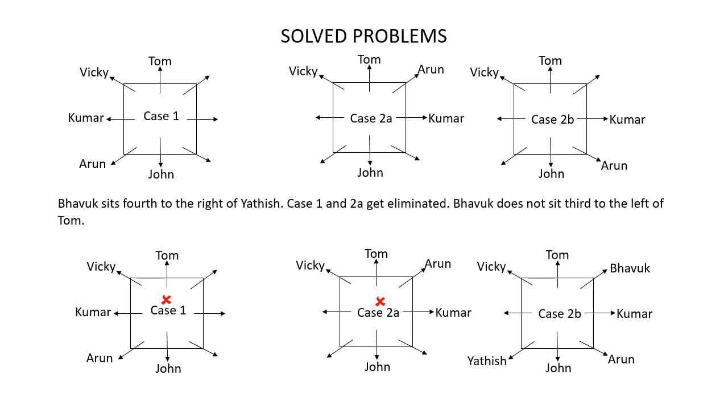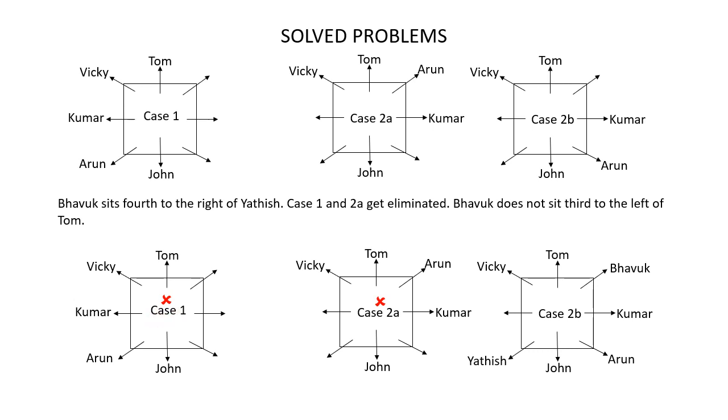Now let's suppose Yatish sits here. Then fourth to the right of Yatish will be 1, 2, 3, 4, which has already been occupied by Kumar. So Bhavuk cannot sit here. Supposing this is the position for Yatish, then fourth to the right of Yatish will be 1, 2, 3, 4, which has already been occupied by Vicky, and Bhavuk cannot sit here. So case 1 is not possible. Case 1 is eliminated.